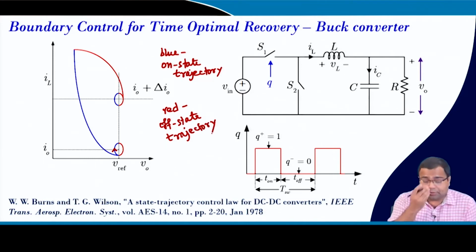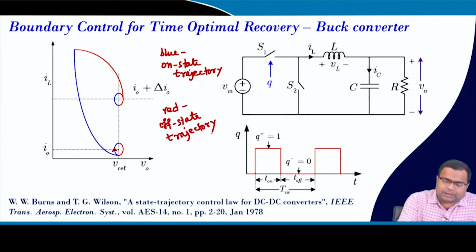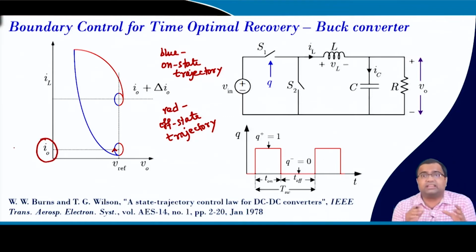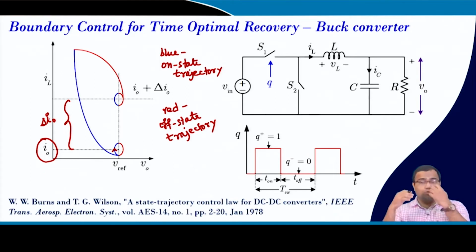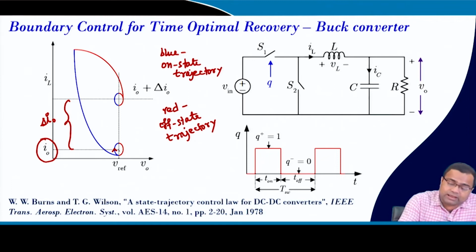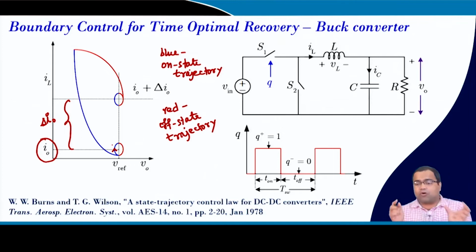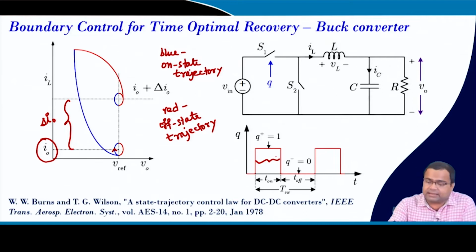Okay. So, now the objective: suppose initially it was with the load current I0, that was our initial load current. Now suddenly there is a load step transient with a step size of delta I0. Now the question is, when it was in steady state, you can find that the on state trajectory is on for a certain duration t on, and the off state trajectory is activated for the duration of t off.